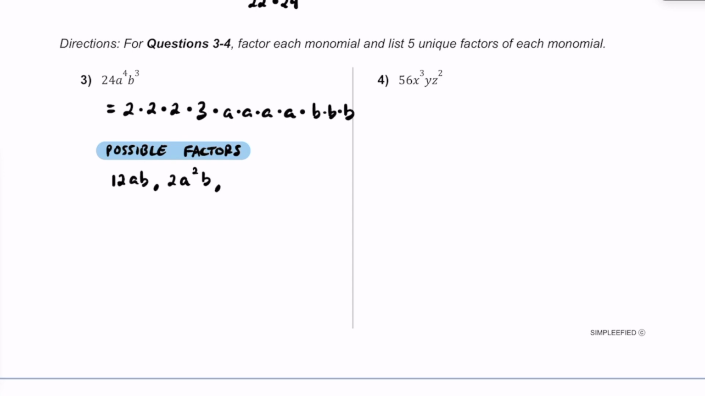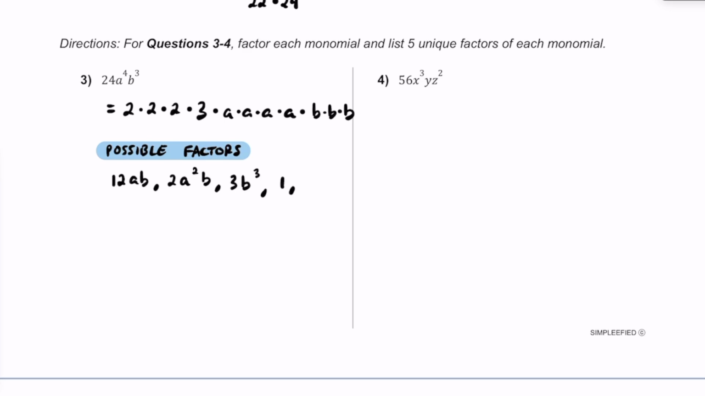You could also say something like 3b cubed. You don't have to use both letters. You can just use one of them, so that's an option here. You could also say something just like 1, right? 1 goes into every monomial or any value, so that could be a factor as well.